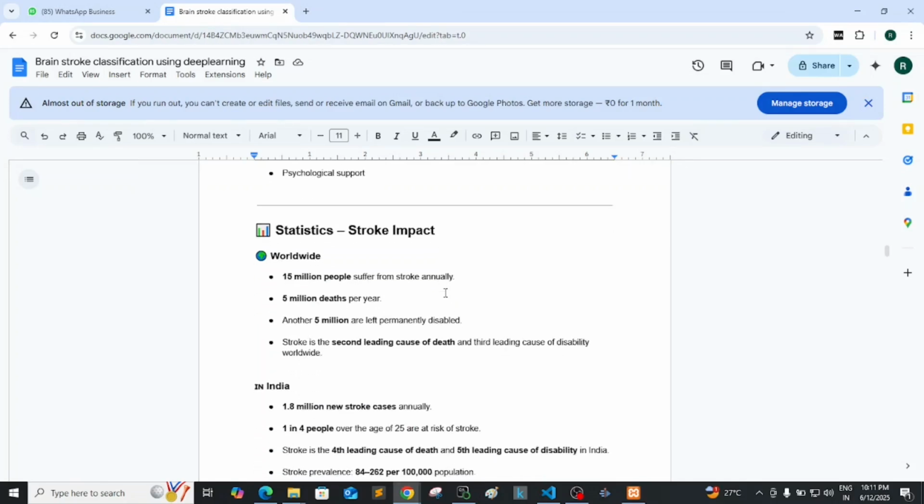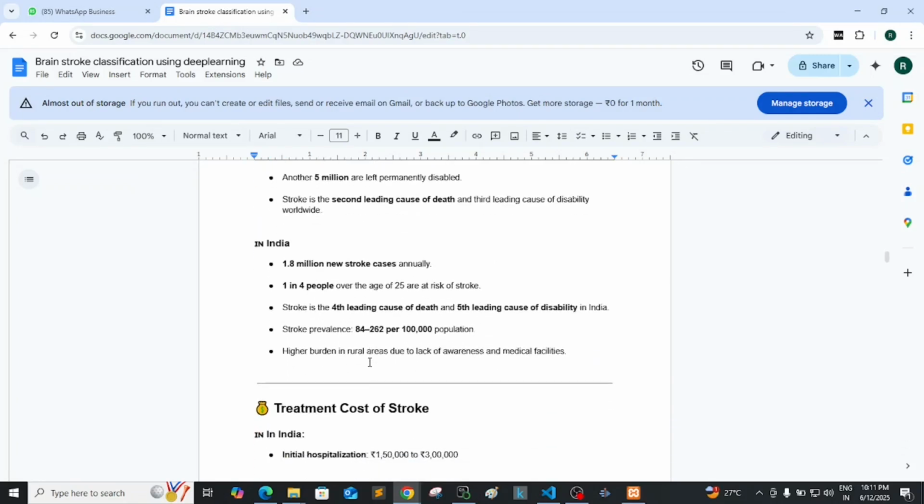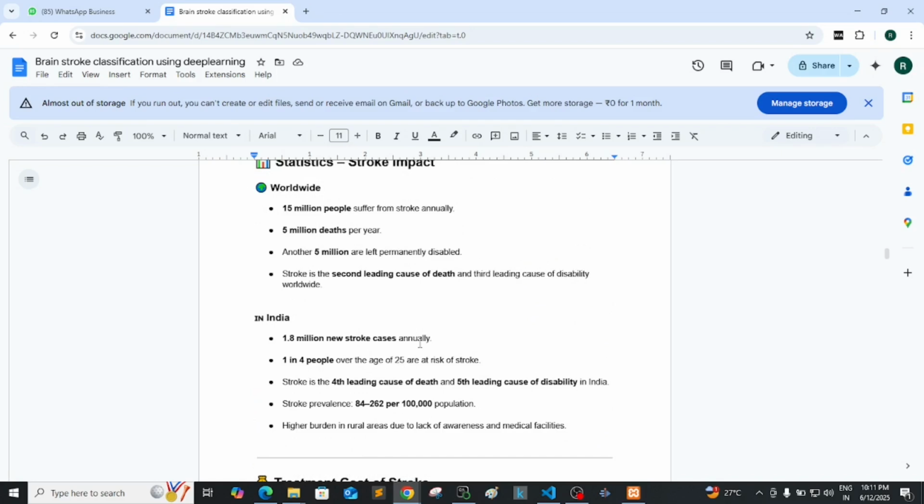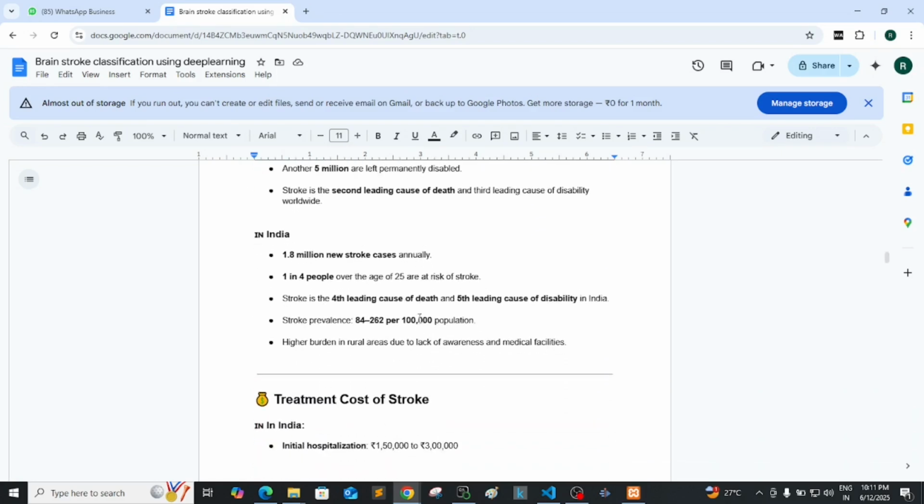When we discuss the statistics worldwide, around 15 million people suffer from stroke annually. 5 million deaths happen, and 5 million people are left completely disabled. So stroke is the second leading cause of death and third leading cause of disability worldwide. Remember this. In India, what are these statistics?